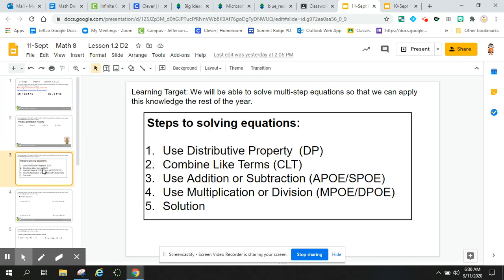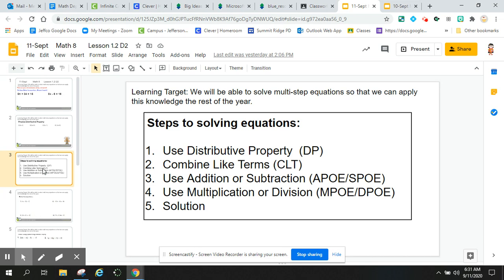Here on slide 3, you are going to solve equations using these 5 steps. So step 1 says use the distributive property. You're going to use the distributive property if you see parentheses within the problem. If you don't see parentheses, then you're going to go on to step 2, which is combining like terms. So remember that like terms, you guys, are like x and x. So those would be your like terms.